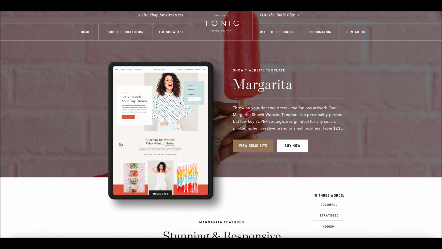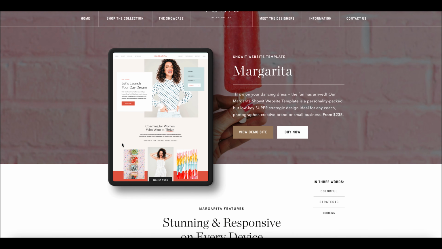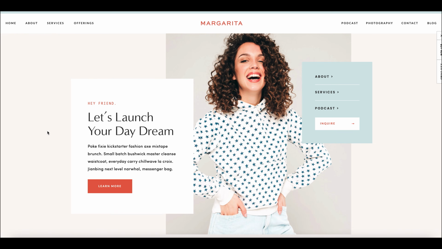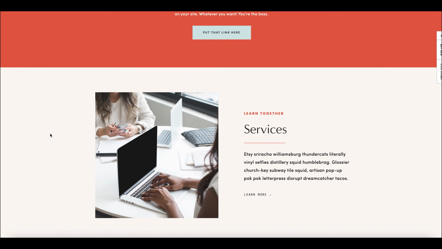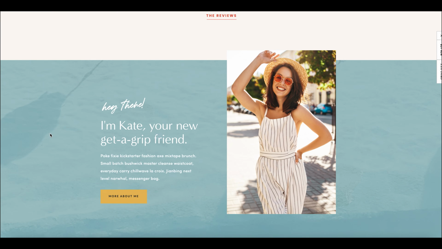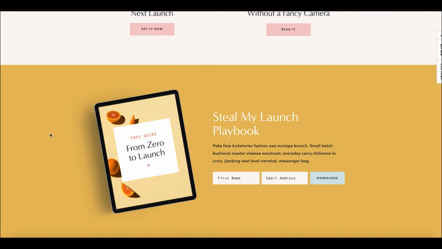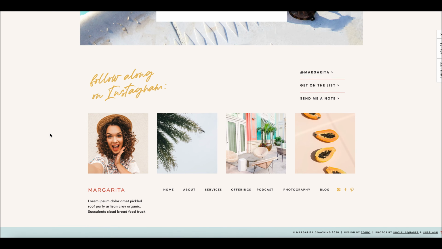All right. So this is my designer's website. You can buy templates from her that are absolutely amazing. This is my favorite one. Gosh, let's just demo it because I love it so much. This is Margarita. Gosh, I love everything about it. But what I was just saying, look at this. It's just beautiful, and so clean and so easy to customize.